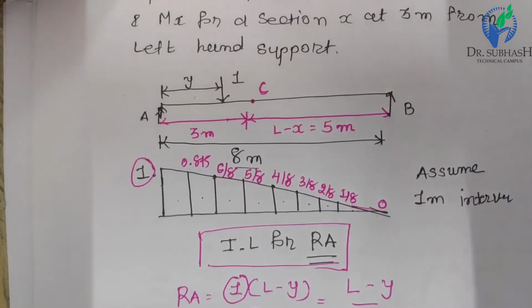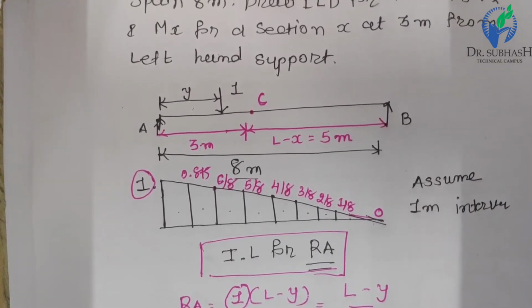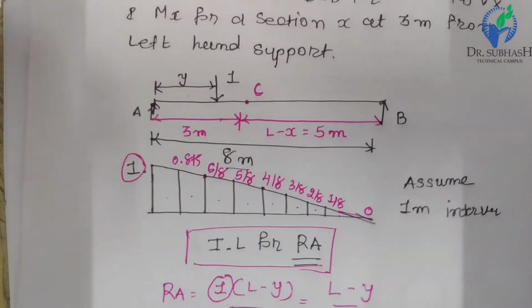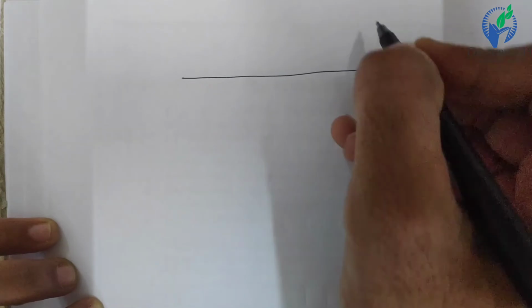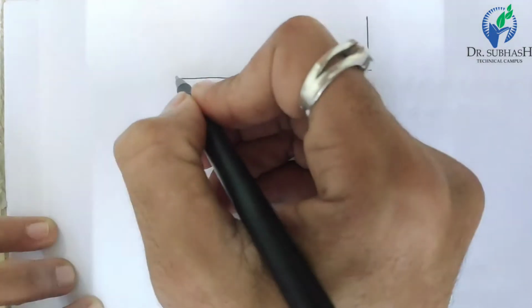In the same way, we have to draw the influence line diagram for RB. So what should be the case for RB? First we draw the influence line of RB. It should be opposite to RA.